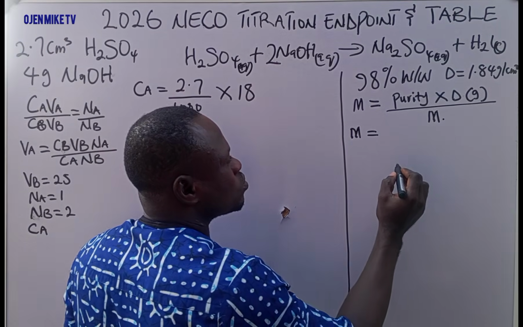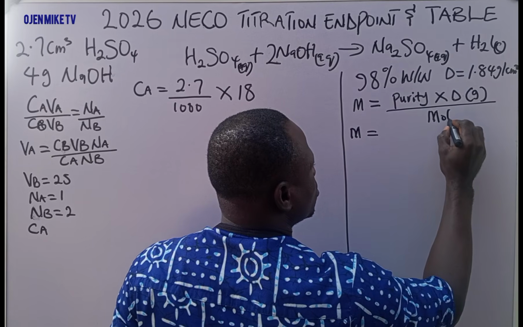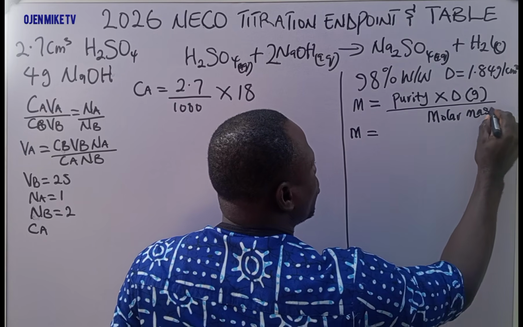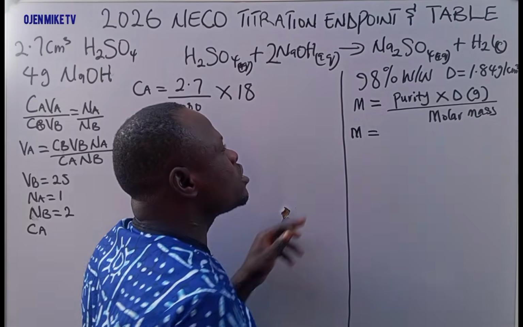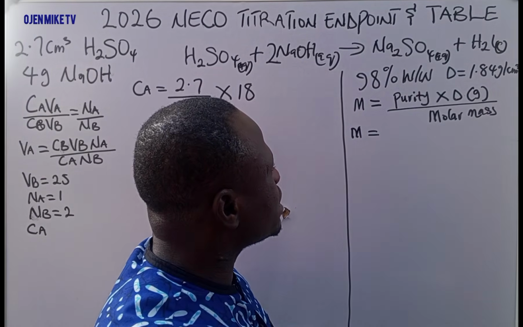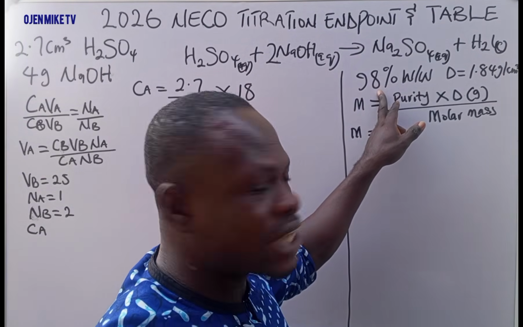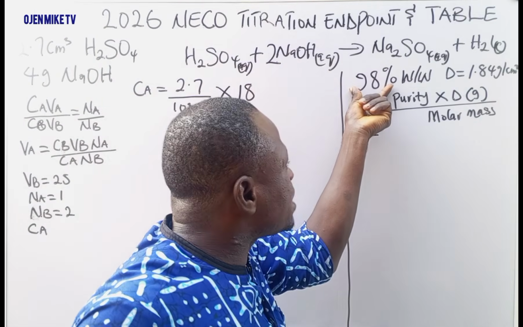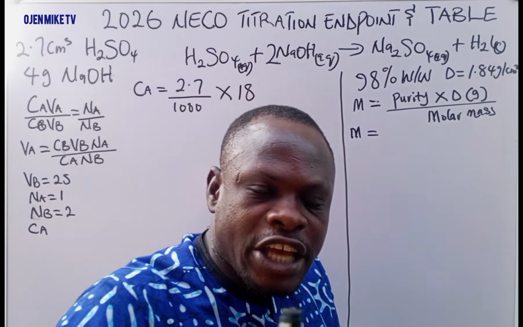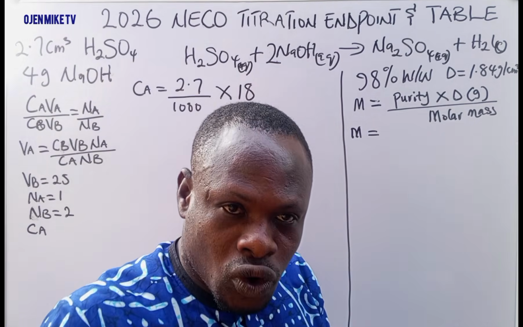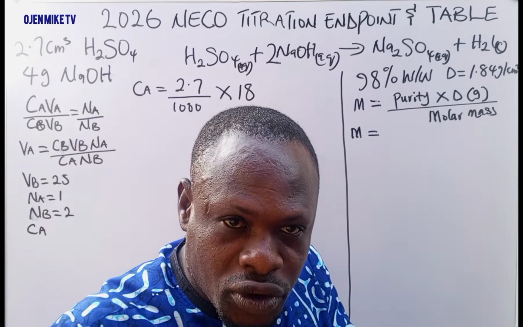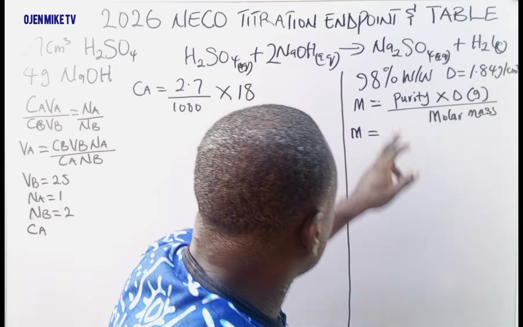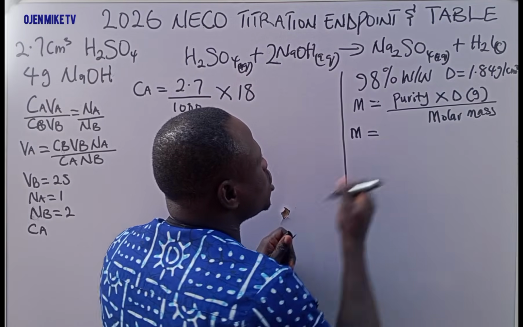Molarity is equal to purity times density over molar mass. What is the purity? Purity is 98%. We are going to convert this 98% into decimal. It means that 98% of the acid is pure and 2% of it is water and an impurity.